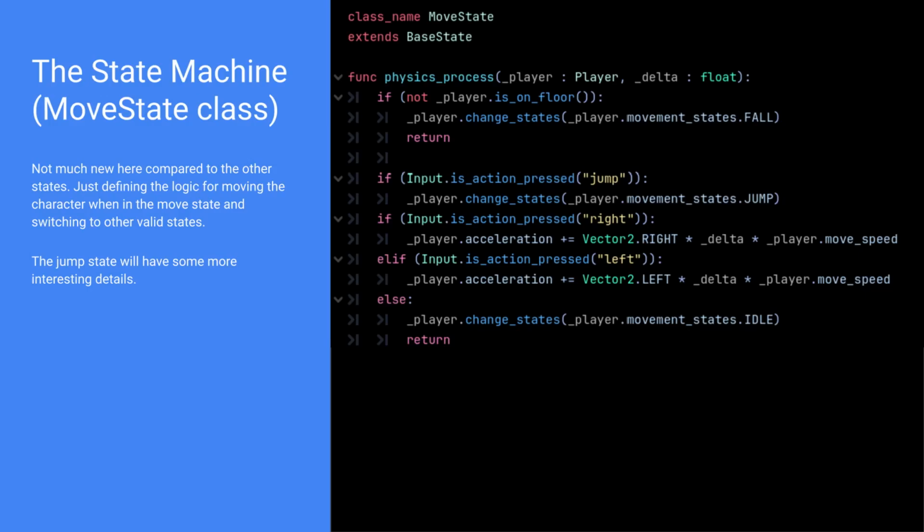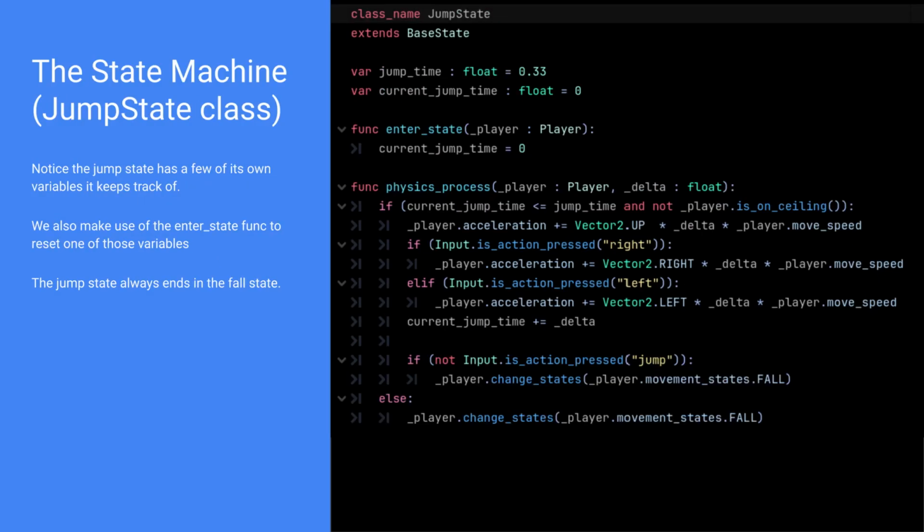Let's take a look at the jump state, because it's going to have a few interesting details that we haven't looked at yet. So here you can see the jump state specifically has some variables of its own. It keeps track of the jump time, how long a jump sort of takes, and the current jump time, how long we've been in the jump state. It also makes use of the enter state to reset that jump time every time we go into it.